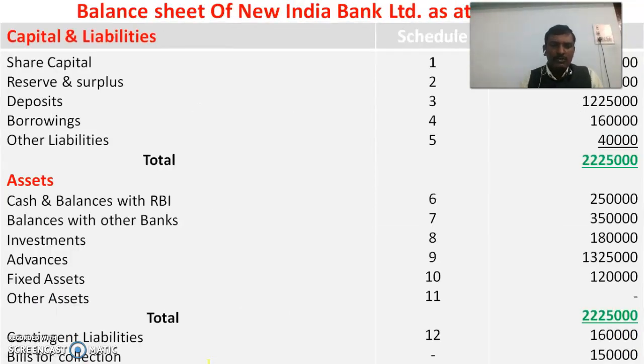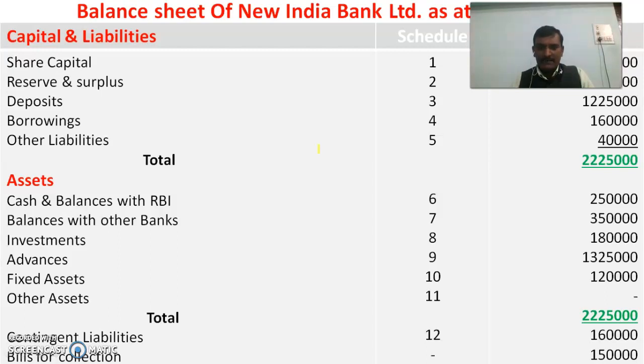Then based on this information, we have to prepare the balance sheet. So we have to post the relevant items to the respective heads here. So share capital. First of all, we have to take all the items as per the format. Then we have to post the amount here. Share capital 2 lakh, reserve surplus 6 lakh, deposits 12,25,000, borrowings 1,60,000, and other liabilities 40,000. Total of the capital and liabilities is rupees 22,25,000.